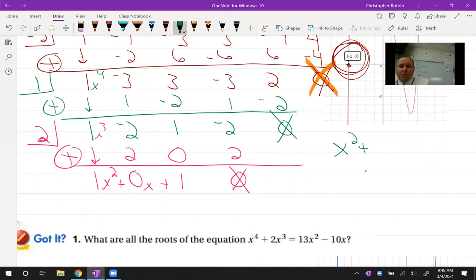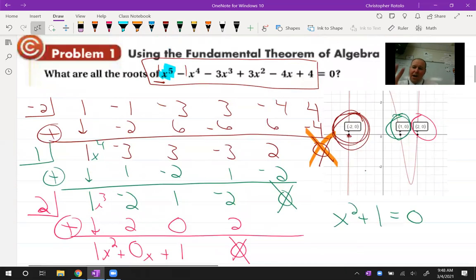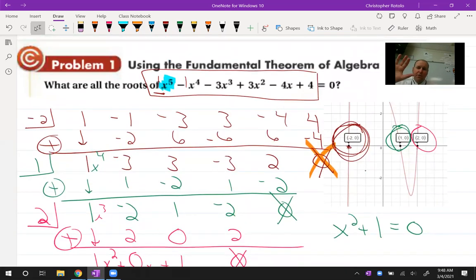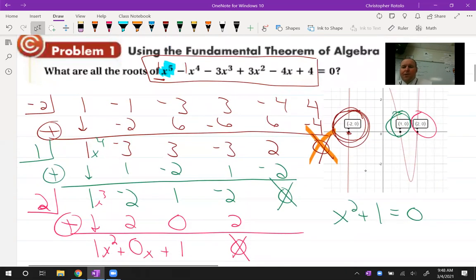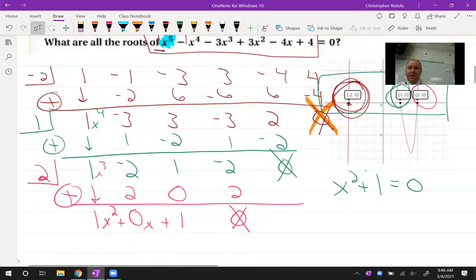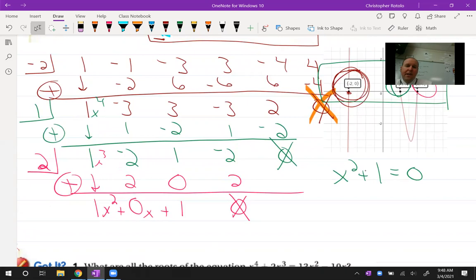x squared plus 1 equals 0. So there's supposed to be 5 answers, right? 1, 2, 3, 4, 5. We see 3 of them in the graph. So that's 3 of my answers already. The last 2 answers are inside of this equation.